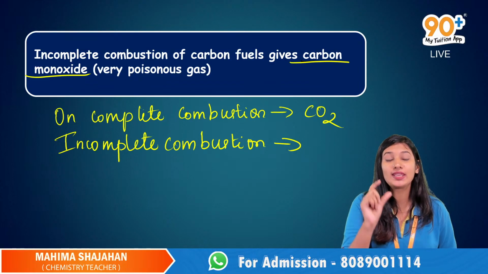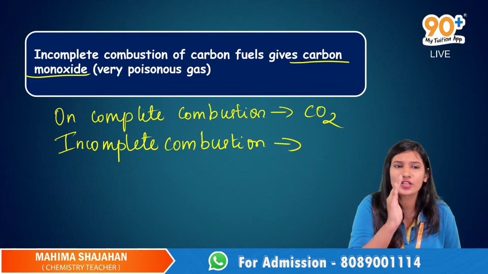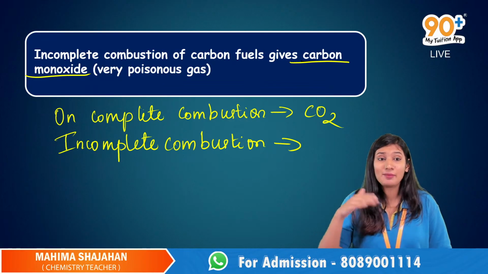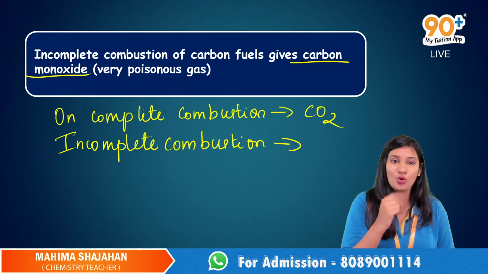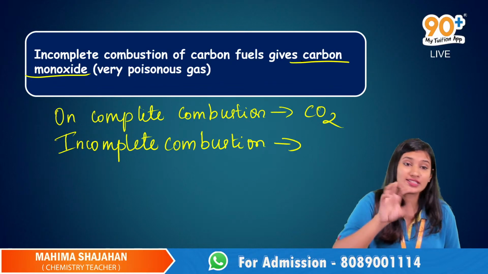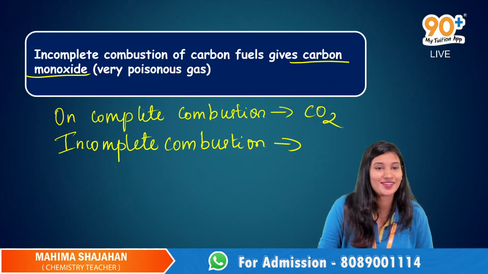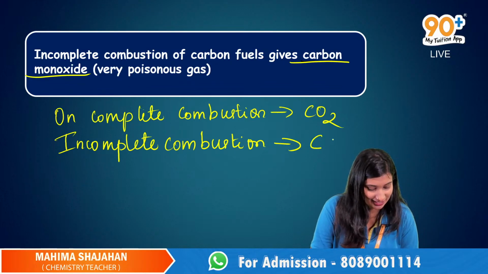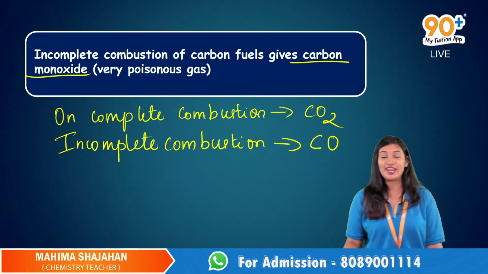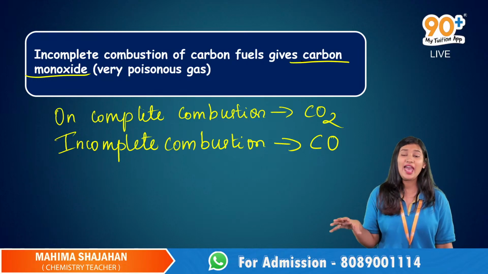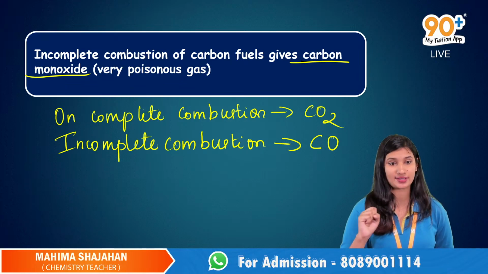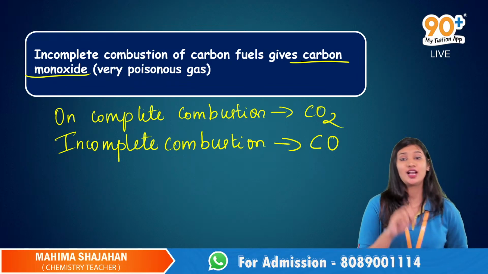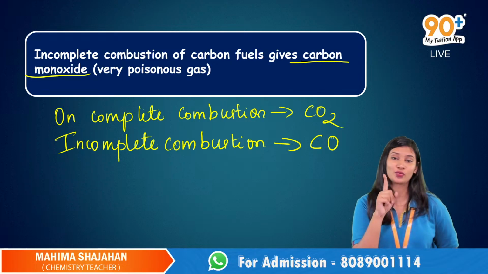Now, what is the chemical formula of carbon monoxide? Carbon dioxide means di means 2, carbon and 2 oxygen. Carbon monoxide means we got the answer, yes, it is CO. And carbon monoxide is a very poisonous gas. It is highly poisonous. Do you know why?